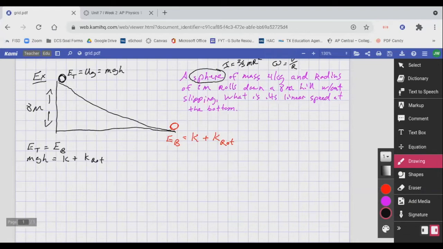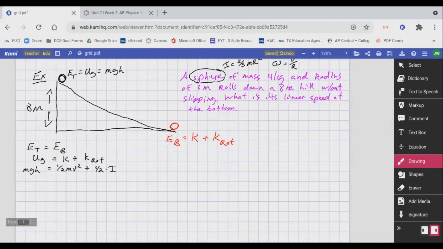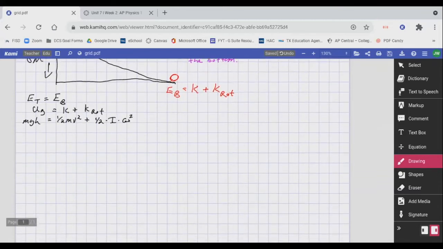All right. And then if we wanted to, let's see how I wrote that. I'm going to fix that just a little bit. I don't like doing mgh, so if we just say UG at the top is equal to K plus K rod at the bottom. I like that better. UG is mgh. K is 1/2 mv squared, and K rod is 1/2 times I times omega squared. All right, that's cool. See if we can clean this up a little bit.